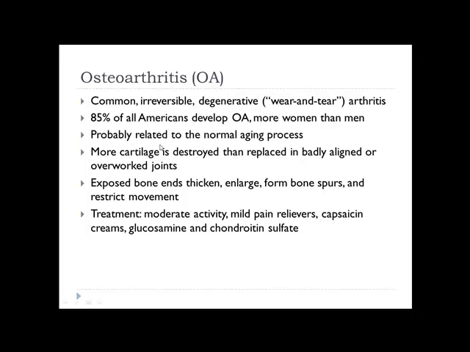So cartilage is destroyed and it's not being replaced. All right, you start exposing the ends of the bones and you get bone spurs, and then the bone spurs can restrict movement and they can start damaging the other side of the bone. So what's the best thing for it?